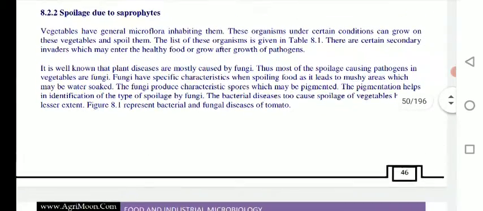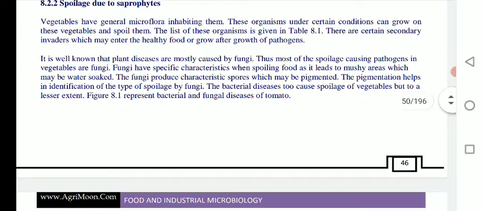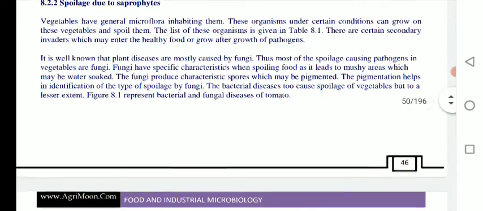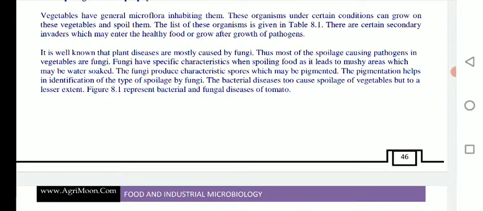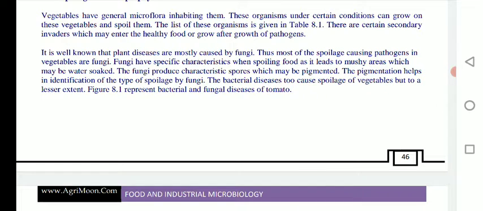It is well known that plant diseases are mostly caused by fungi, and most of the spoilage-causing pathogens in vegetables are fungi. So fungi are more prevalent as far as spoilage of vegetables is concerned, and fungi have specific characteristics when spoiling food, as they lead to mushy areas which may be water soaked, and fungi produce characteristic spores which may be pigmented, and this pigmentation is helpful in identification of the type of spoilage in vegetables caused by fungi.